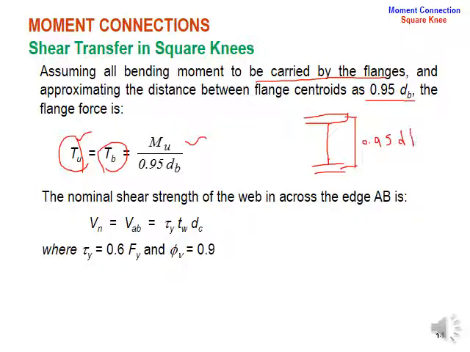Not exactly equal to dB, so 95%, and 5% we are ignoring, just to keep the flange forces within the flange. So it will be 0.95 dB. The nominal shear strength. Now come to the strength, the capacity.